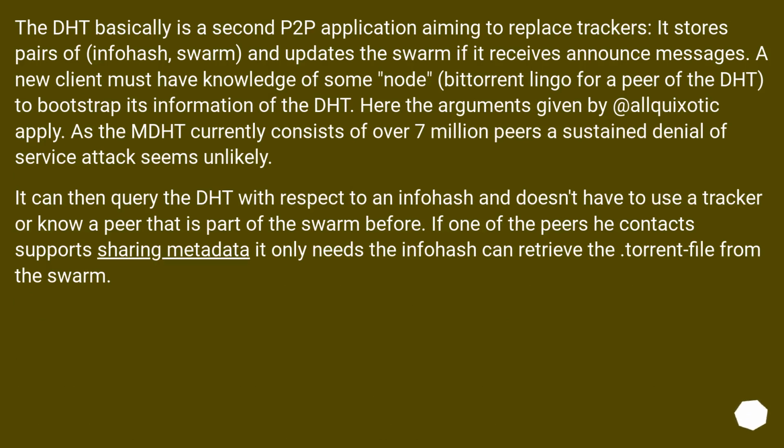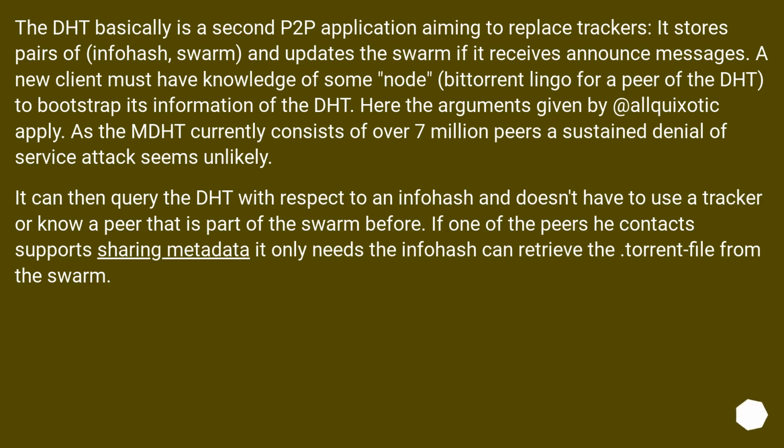The DHT basically is a second peer-to-peer application aiming to replace trackers. It stores pairs of info hash, swarm, and updates the swarm if it receives announce messages. A new client must have knowledge of some node, BitTorrent lingo for a peer of the DHT, to bootstrap its information of the DHT. Here the arguments given by Quixotic apply.